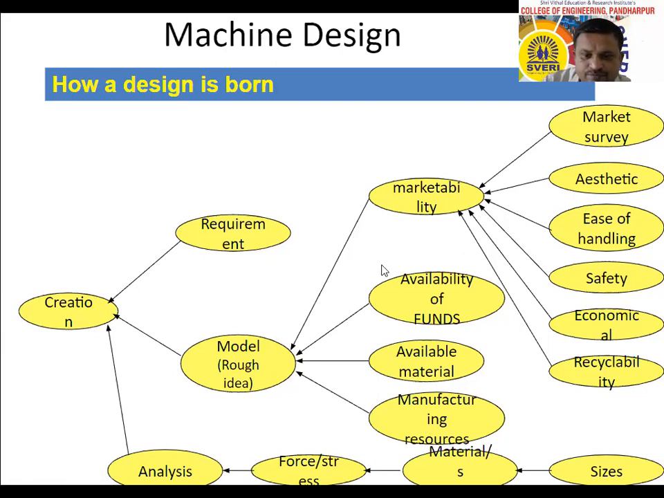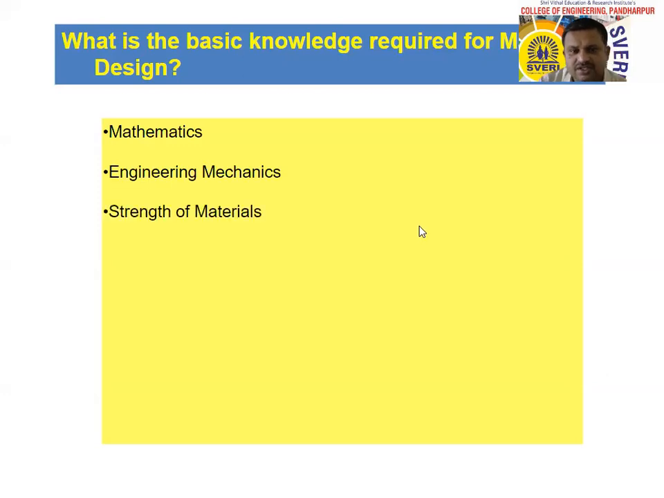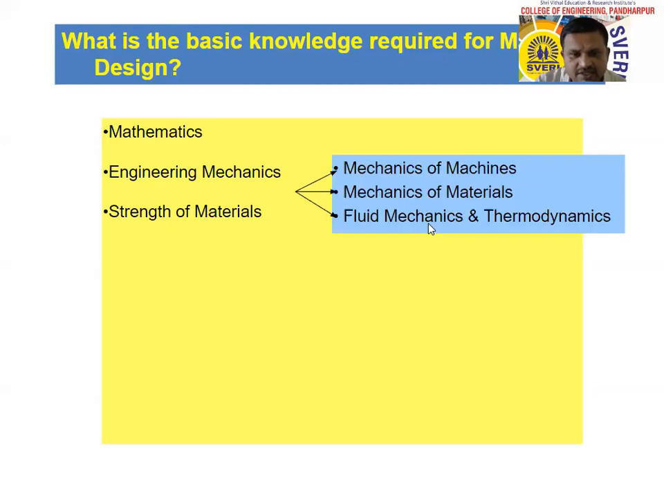Now, what is the basic knowledge required for machine design? First is mathematics. Second is engineering mechanics. Third is strength of materials. Now for engineering mechanics and strength of materials, there are different names: mechanics of materials, mechanics of machines, then fluid mechanics and thermodynamics.